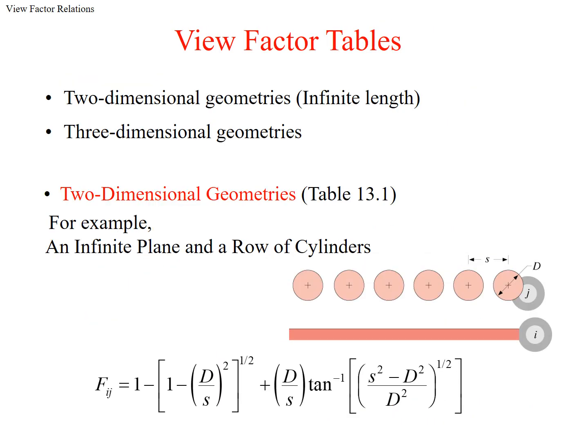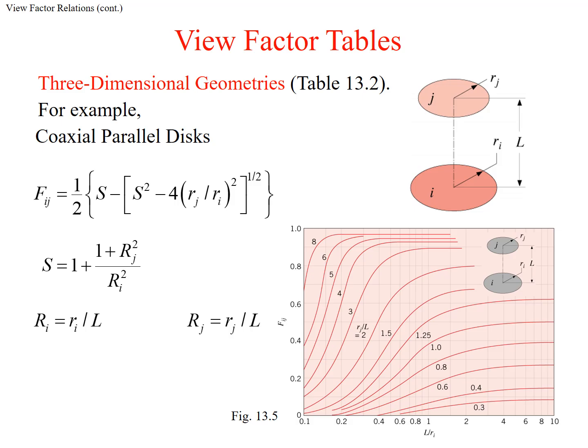If you have more complicated shapes, there are view factor tables that you can use. They're generally categorized into two-dimensional geometries and three-dimensional geometries. Two-dimensional geometries are listed in table 13.1, and one example is shown here. For example, this is for an infinite plane and a row of cylinders. Depending on the spacing between the cylinders and the diameter of the cylinders, you will be able to calculate the view factors. These are what we call two-dimensional geometries.